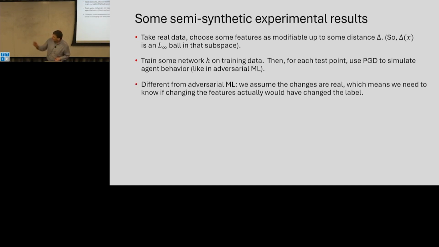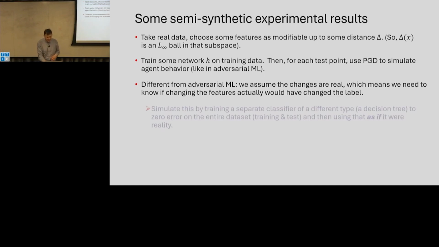Now, one thing that's different here compared to adversarial machine learning is two things. The smaller thing that's different is the agents are just trying to go from negative to positive as opposed to just making mistakes. The bigger one is that we assume that changes are real. And that means we need to know if changing the features would have actually changed the label. Okay, because they're sitting somewhere in space, they're doing something and moving somewhere else. Maybe that actually made them positive. The problem is all we have is data. We don't know if you took this point and modified the features like that, would they have become positive? So we need a proxy for that.